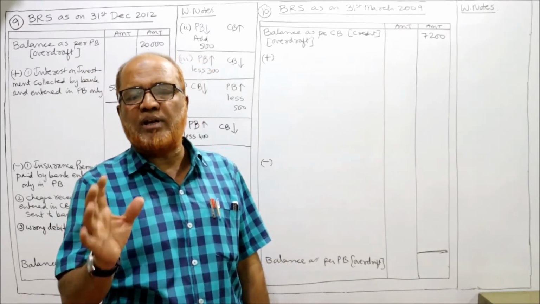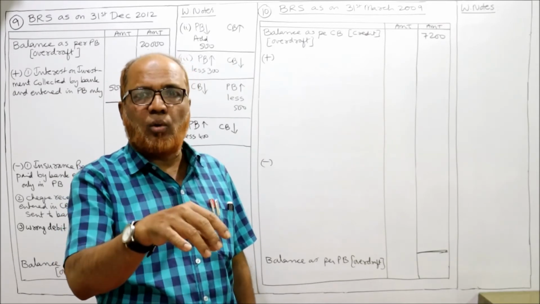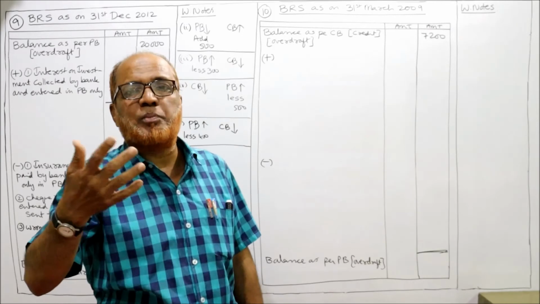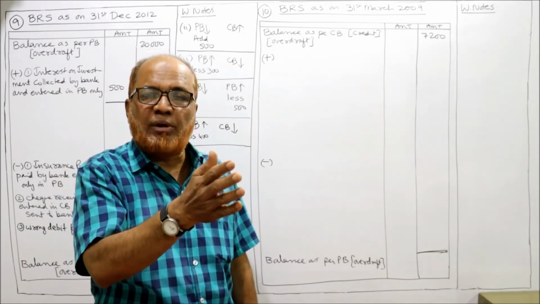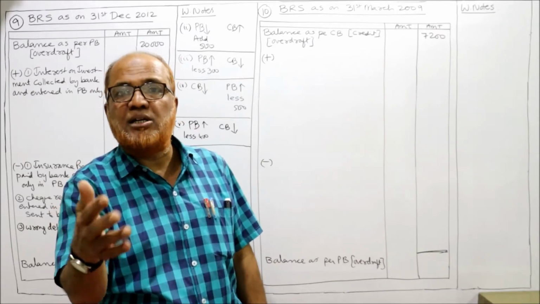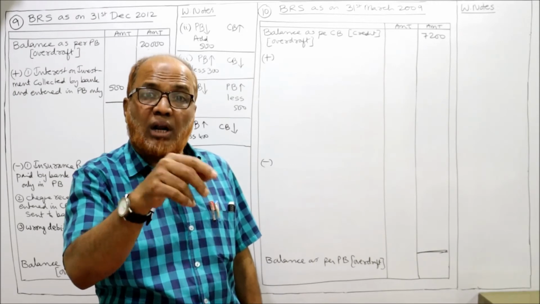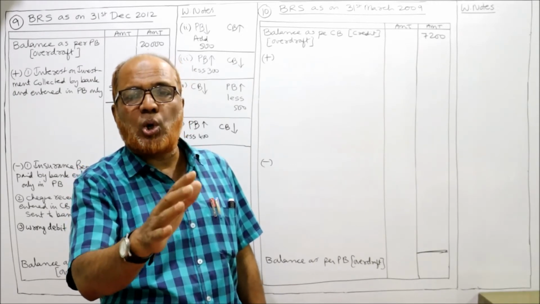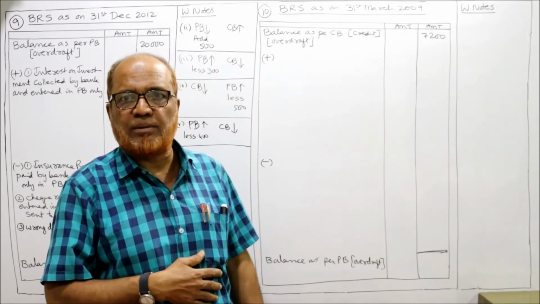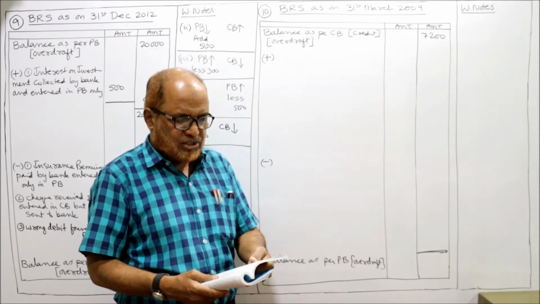These are the basic points you have to remember. It will not specify in the problem whether it is an overdraft or favorable. Nothing is given. You have to apply your mind. When cash book shows debit balance, it is favorable. When cash book shows credit balance, it is overdraft. When passbook shows debit balance, overdraft. When passbook shows credit balance, favorable. Entirely opposite. Now, from the following information, prepare the bank reconciliation statement.